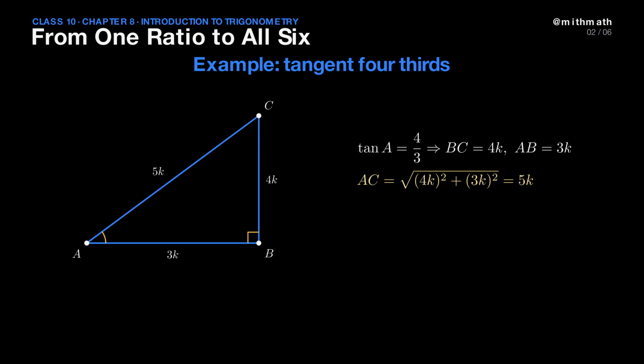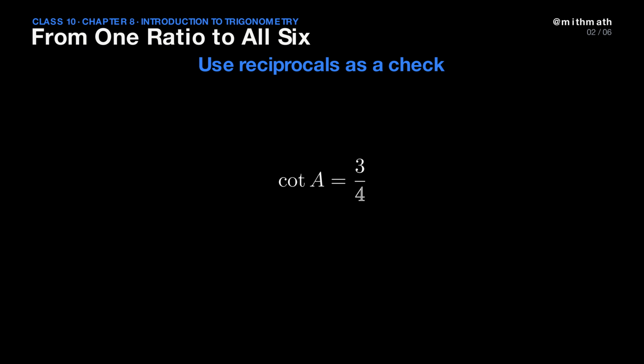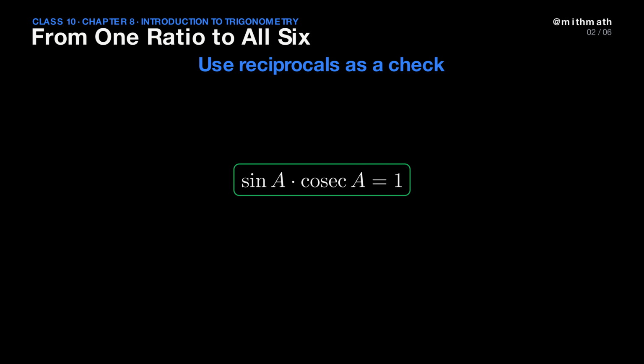Pythagoras gives 5k, so sine is 4/5 and cosine is 3/5. Reverse tangent, sine, and cosine to get cotangent, cosecant, and secant. Multiplying a ratio by its reciprocal returns 1, which checks the work.